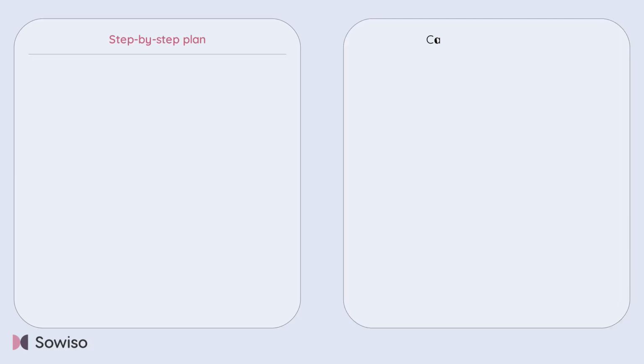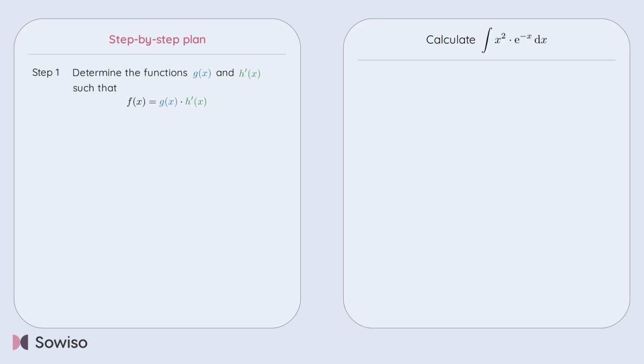We can use a step-by-step plan to calculate the integral of x squared times e to the power of minus x. Step 1. Determine the functions g of x and h prime of x, such that f of x is equal to their product. These functions must be chosen in a way that g prime and h are easy to calculate. In our example, the most convenient choice is g equal to x squared and h prime equal to e to the power of minus x.